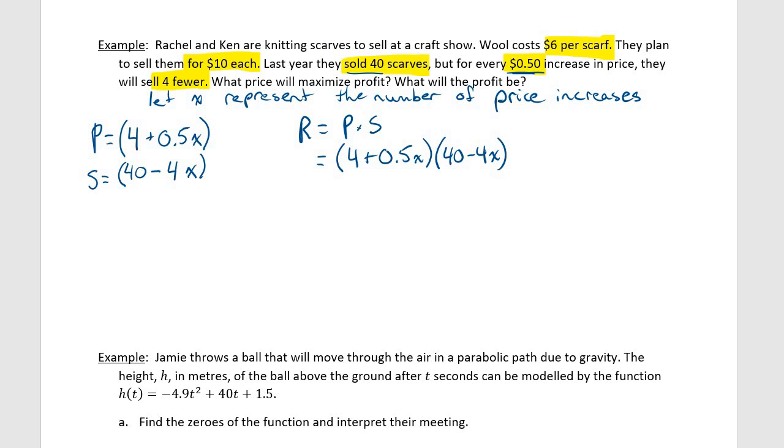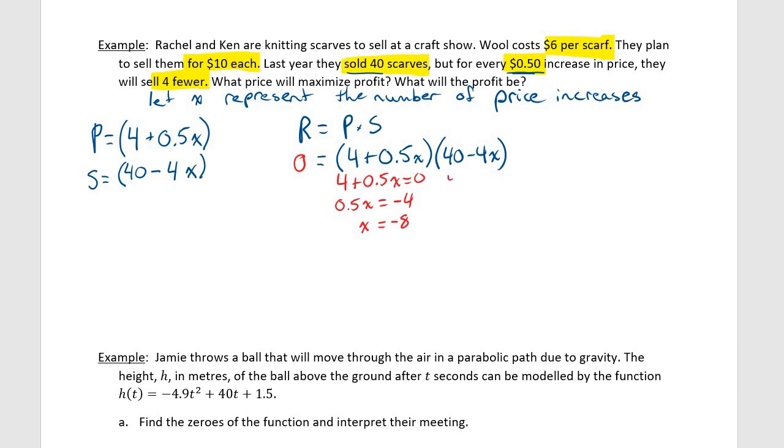So you have 2 options from here. Option 1, multiply, expand and simplify, collect like terms, complete the square. Since this is so nicely in kind of factored form for us, I think I'm going to use the roots, find the axis of symmetry, and do it that way. So to find the roots, we set our revenue to 0. That means one of these 2 brackets is equal to 0. So 4 plus 0.5x is equal to 0. So 0.5x equals negative 4. So x is equal to negative 8.